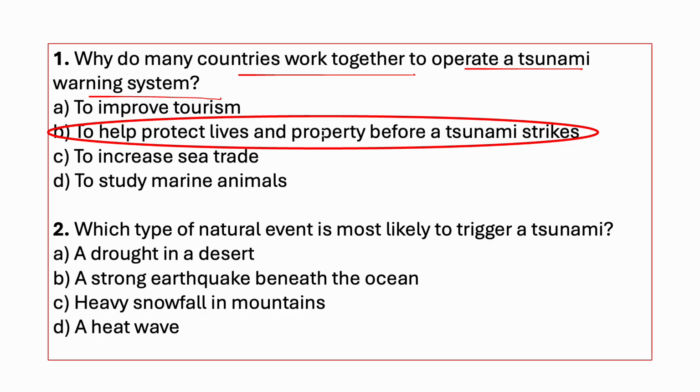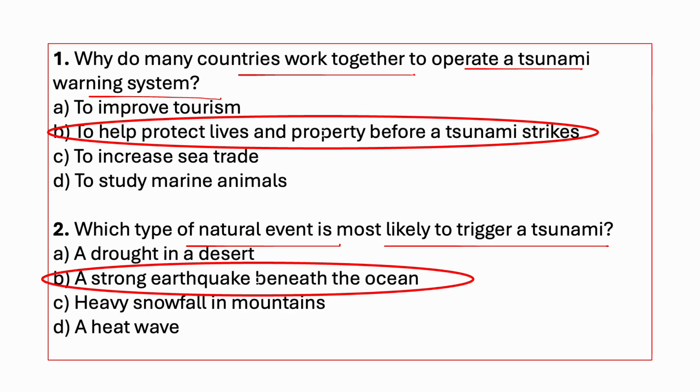Next one, which type of natural event is most likely to trigger a tsunami? Options are a drought in a desert, a strong earthquake beneath the ocean, heavy snowfall in mountains, a heat wave. So, what's the cause of tsunami? A strong earthquake beneath the ocean.